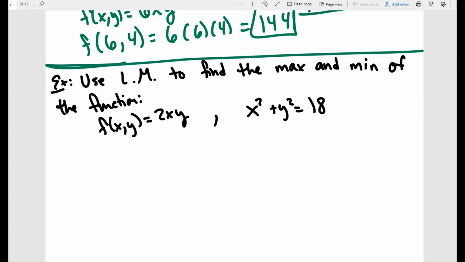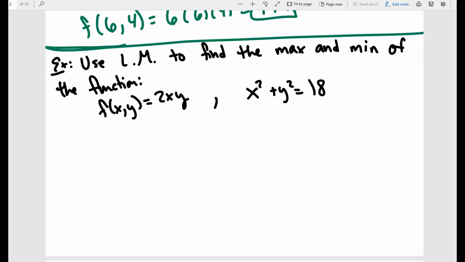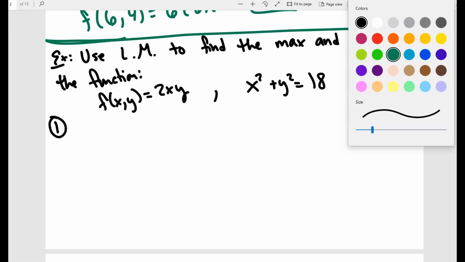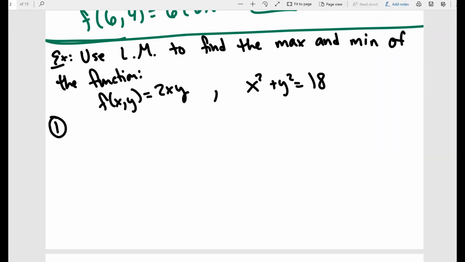Here's the next example. Use Lagrange multipliers to find the maximum and minimum of the function. Okay, so the first thing that we want to do, let's start with number one, which is finding the Lagrangian. But notice that our g of x comma y is not in the form that we need it. So we need to make sure that it's set equal to 0. So this is going to give us x squared plus y squared minus 18 equals 0.